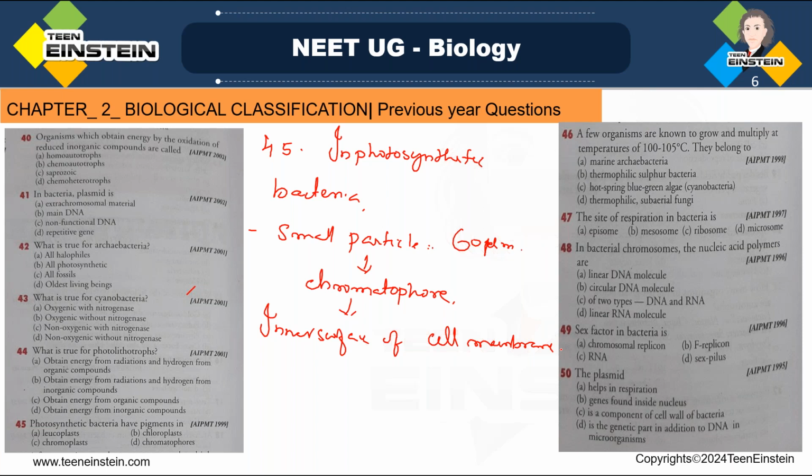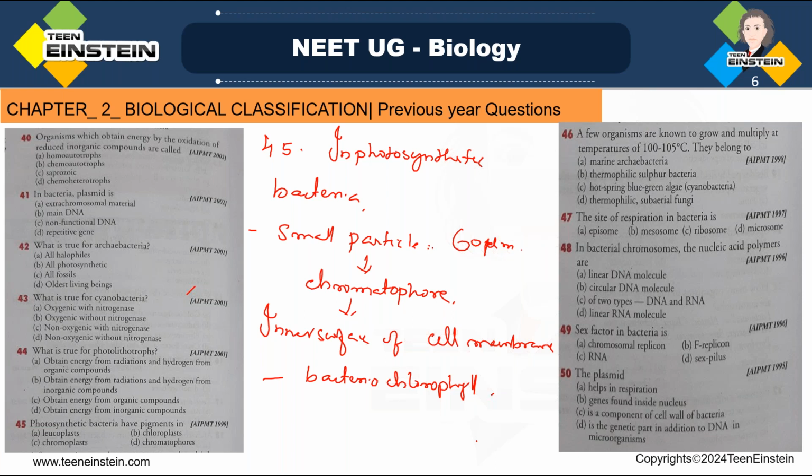What about in the case of bacteria? They have very small particles, around 60 micrometer in diameter, which are called chromatophores, and these chromatophores are present in the inner surface of the cell membrane. Okay, in the inner surface of the cell membrane these chromatophores are present, and that works as bacteriochlorophyll.